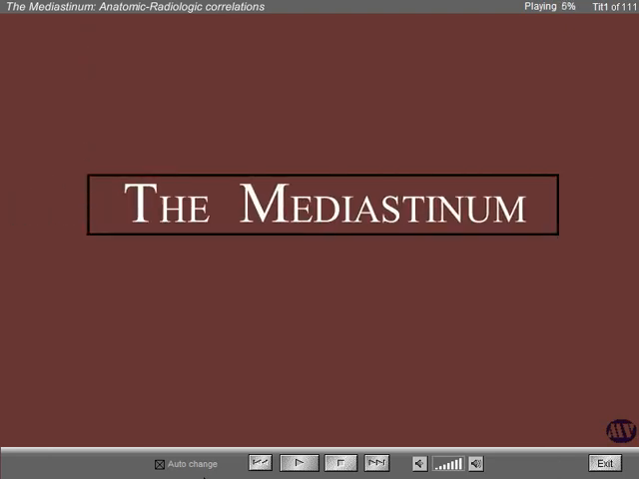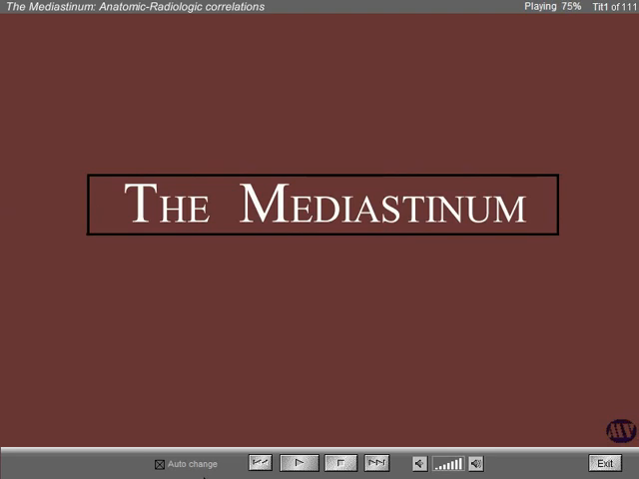The mediastinum. When we look at nomina anatomica, we can see the definition of the mediastinum as a septum that is interposed between the two lungs. It is limited cephalically by the thoracic inlet and caudally by the diaphragm.